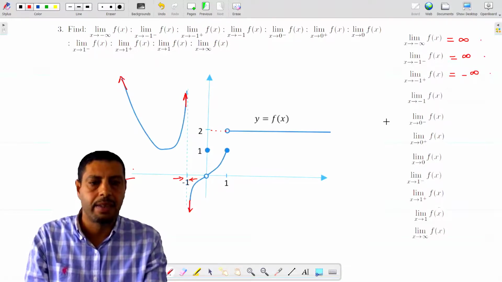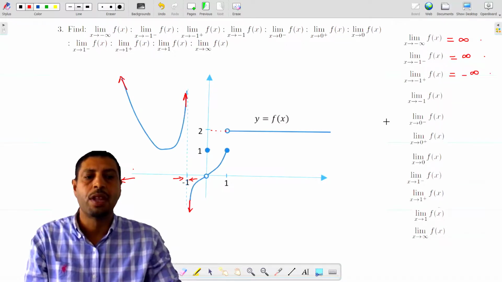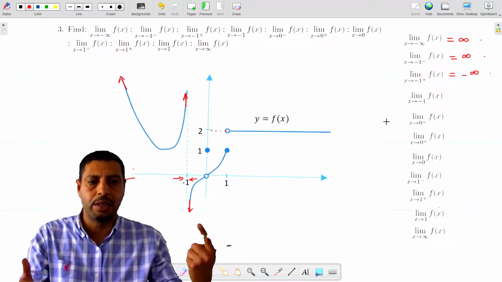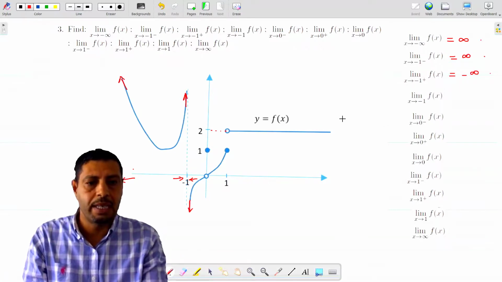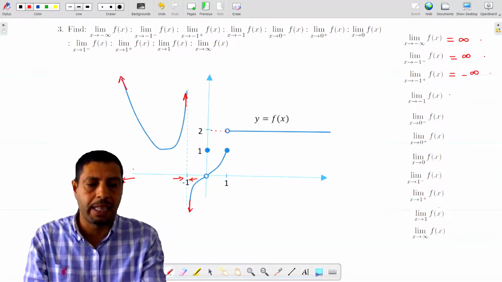Remember that the condition for a limit to exist is that the limit to the left and to the right of the point are equal. Since the limit to the left of negative 1 is infinity and the limit to the right of negative 1 is negative infinity, the limit at negative 1 does not exist. We can't speak about the limit since the one-sided limits are different.